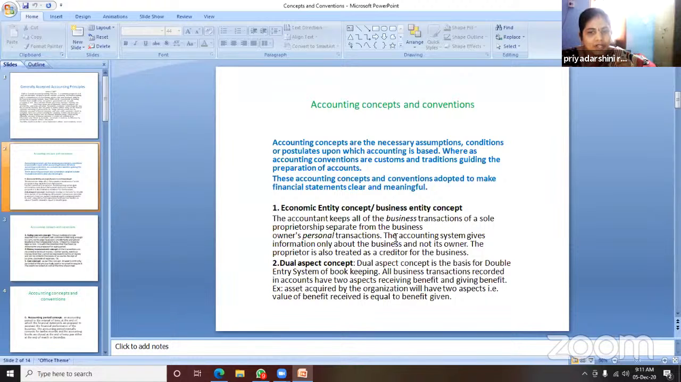The double entry system of accounting was introduced by Luca Pacioli. According to this system, every transaction will have two effects, two aspects, that is debit aspect as well as credit aspect. If we take the transaction of a purchase of machinery, it will have two aspects. That is, machine is coming into the business, and for that in turn we are paying cash. So cash is going out of the business. Machine is coming into the business, cash is going out of the business. So every transaction will have dual aspect, two aspects.